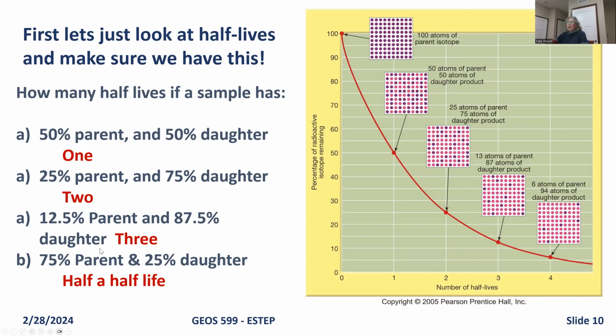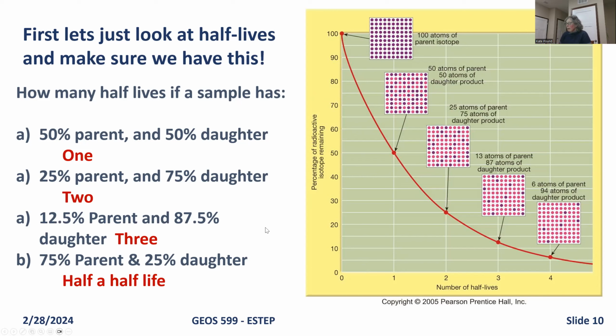Now, what about if there's 75% parent and 25% daughter? So here we go right there, 75% parent and 25% daughter would be right on this line. We read across to where this curve is, and that's half a half-life.